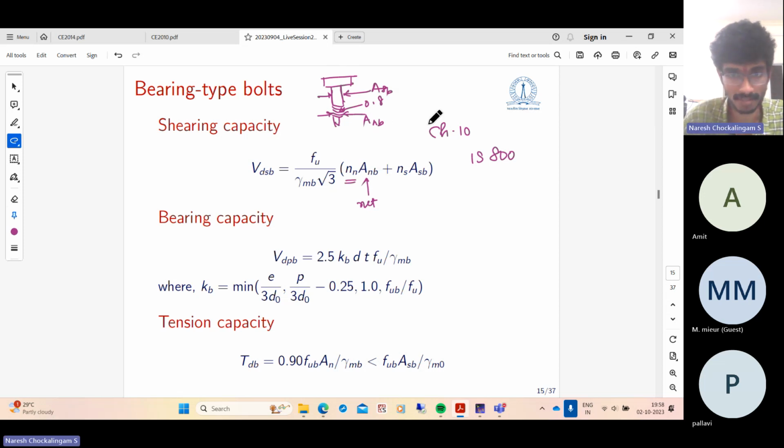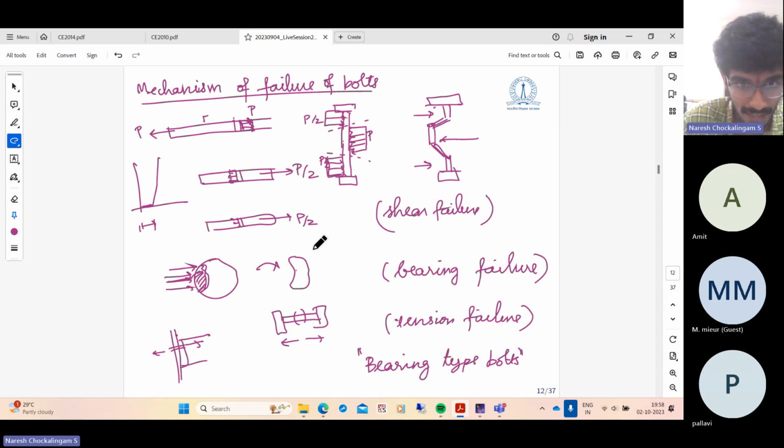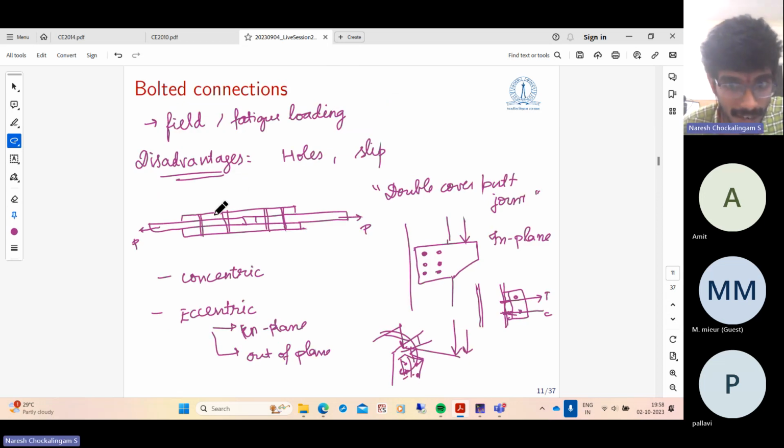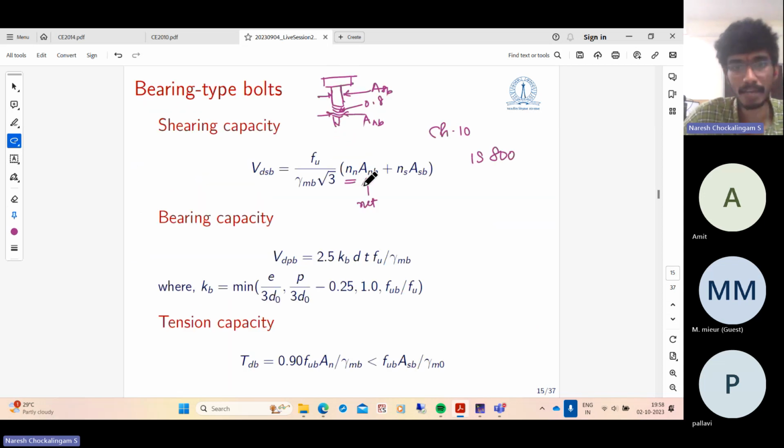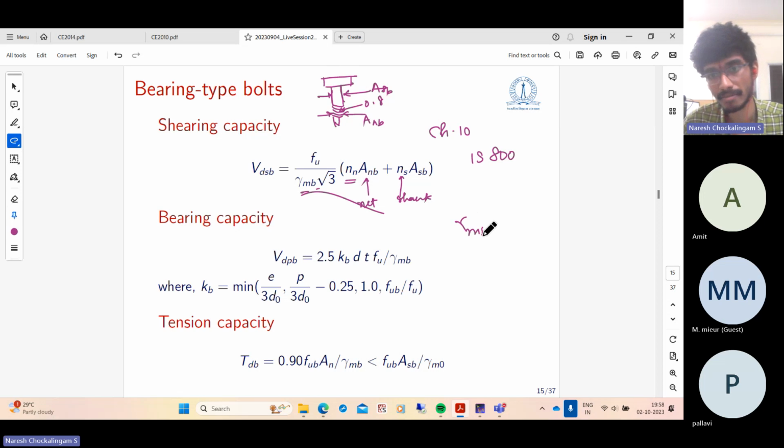n is the number of shear planes. In the example that we have considered here, there are two sections in the bolt that are resisting the applied force. One of them may pass through the shank area, one of them may pass through the net area. So the number of shear planes passing through the shank area is Ns, and the number of shear planes passing through the net area is Nn. This is the ultimate shear strength of the material of the bolt, and this is the partial safety factor. Gamma mb is always 1.2.